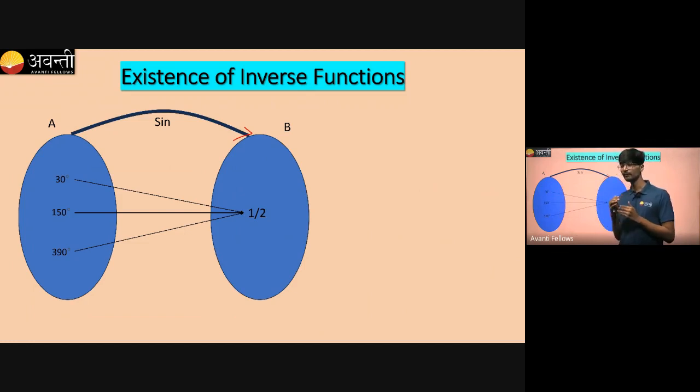So what do we have to do for many-one functions? We have to make this function one-one such that there will be only one answer for a unique input. For example, 30 degrees will give half, 45 degrees will give 1 by root 2. So basically we have to eliminate 150 degrees and 390 degrees. Now I hope you are familiar with the domain and range of trigonometric functions.